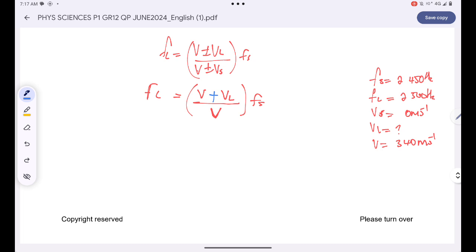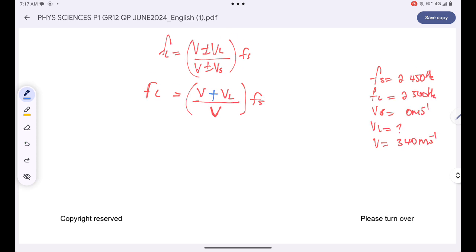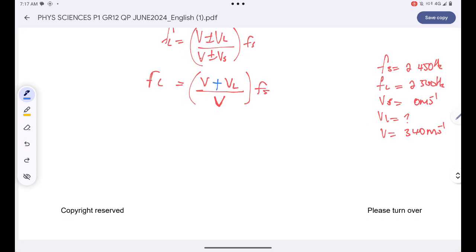Whenever there's towards movement, at the top you should always have a plus, and then at the bottom it should always be a minus, and it's obviously vice versa if there is away movement. If in this scenario the listener was moving away from the stationary source, I was going to write a minus over there. Okay, now let's just substitute and then calculate the velocity of the listener.